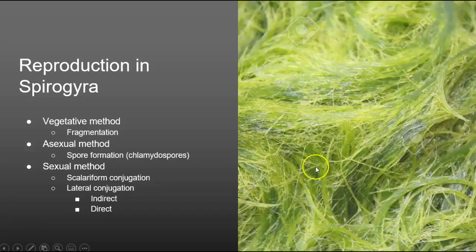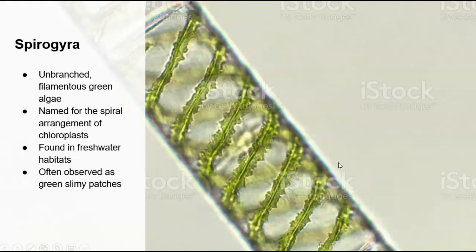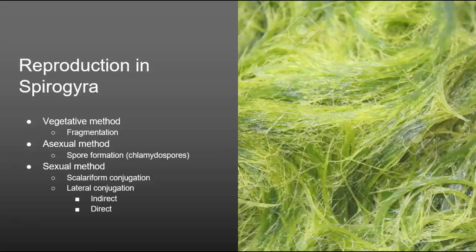If you look at it on top of water, it looks something like this. You look at the filaments under the microscope, it looks something like this. You can see these green spirals in the filaments. It can reproduce in several different ways. It can reproduce through the vegetative method, which means that by fragmentation, if there are pieces of it falling off, the pieces can grow.